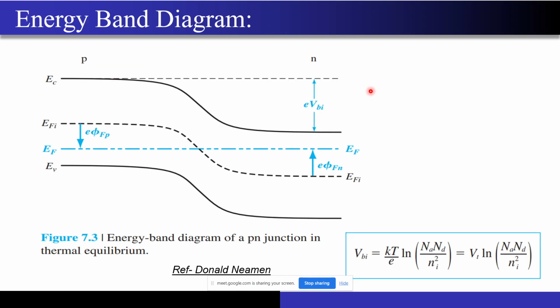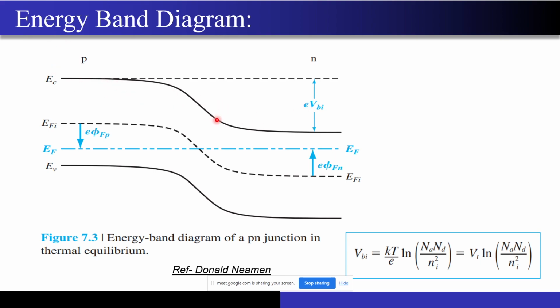So this is what we have seen. And now moving to the energy band diagram, we have not applied any bias, so my Fermi level is still constant. On the left I have a huge number of holes, so my EF must be closer to EV on the left side, and on the right I have a lot of electrons. So if I have a lot of electrons, then my Fermi level has to be closer to the conduction band on the right side. So this is how we draw the energy band diagram.